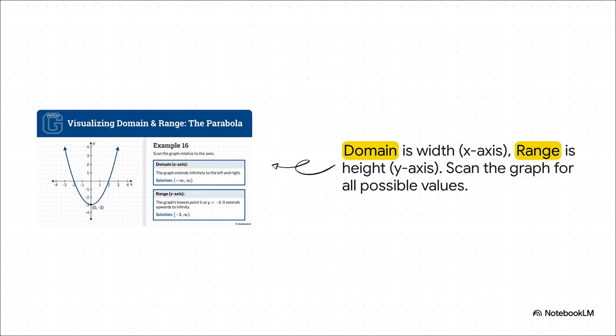Now for the range. Ask, how high and low does it get? Well, it has a clear lowest point, a minimum, at y equals -3. And from there, it goes up forever. So the range is from -3 to infinity. And since it actually hits that point, we use a square bracket.